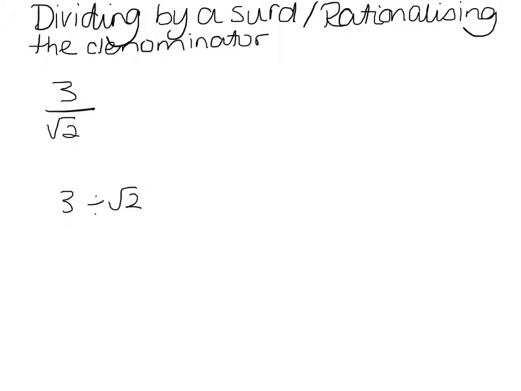But we know root 2 is irrational, and root 2 is approximately 1.41, and it goes on forever and ever and ever. So we can't actually say how many 1.41 and all these digits that go on forever, how many times does that go into 3? We can't do that.